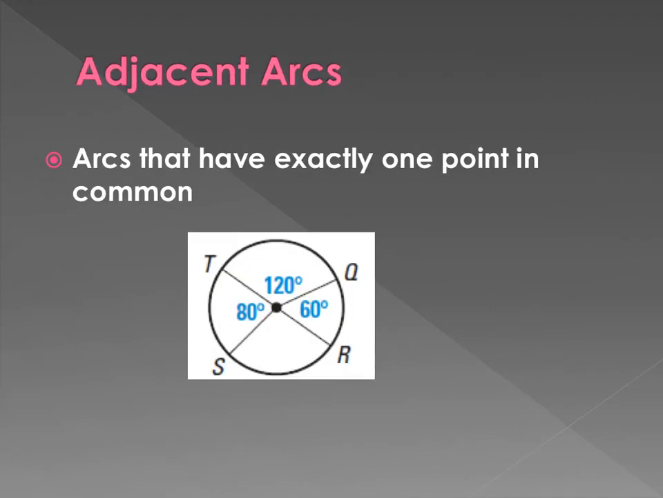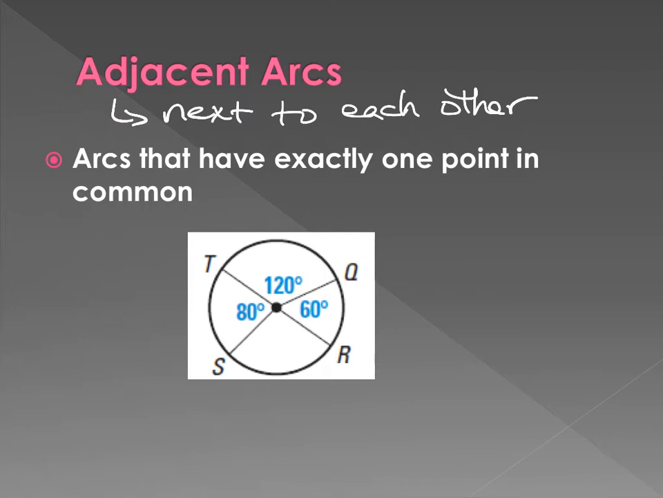So our next vocab is adjacent arcs. We had adjacent angles before this. Remember, adjacent means next to. So we're going to have arcs that are next to each other. They're going to have arcs that have exactly 1 point in common.